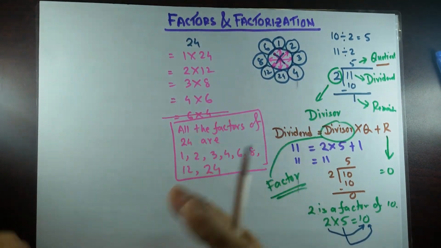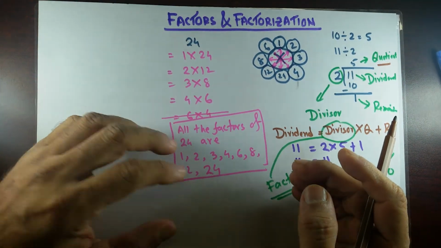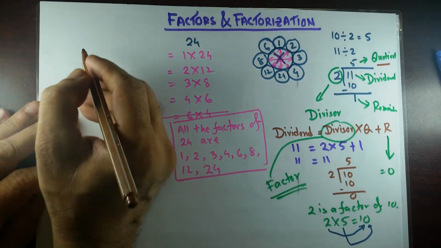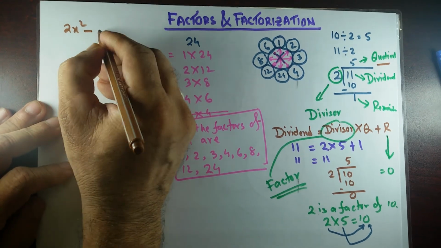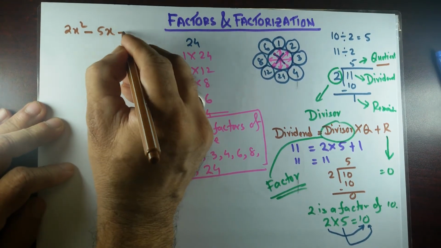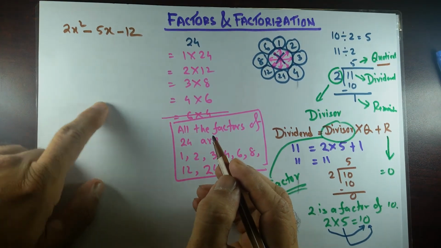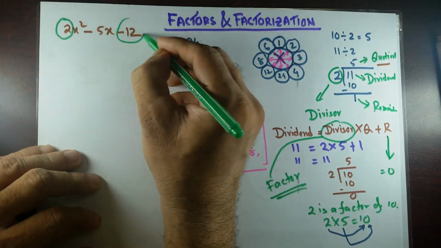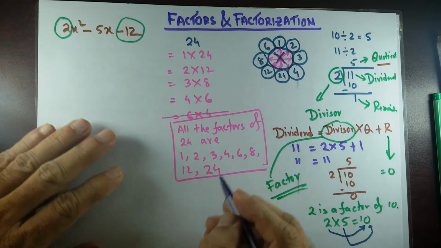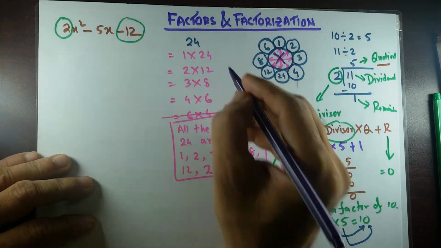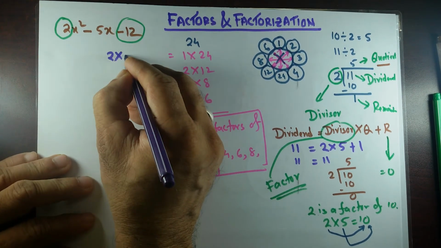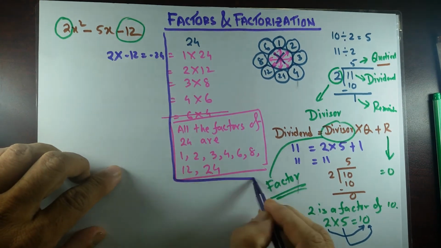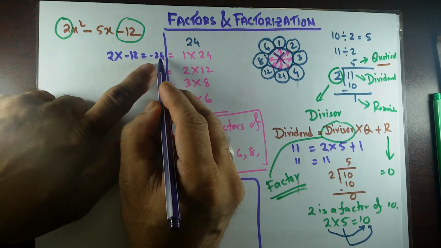Later in your life, you're going to do a lot of complicated calculations. To simplify those, you need to factorize things. One example I'm going to give you: let's say 2x squared minus 5x minus 12. You have to factorize that. To do it, you have to be careful with the coefficient of x squared and the constant term. We're going to multiply these two, 2 times minus 12, so I'm going to have minus 24. That is the product. 2 times minus 12 is minus 24.